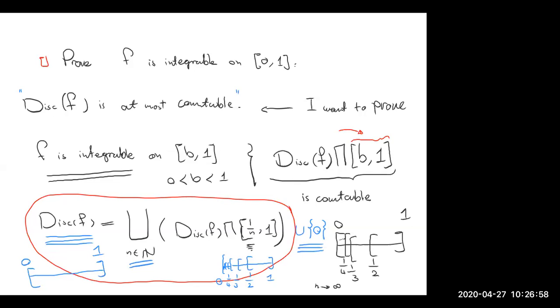Now the point is that we know all of these sets of this form are countable, because we are assuming the function f is integrable on any set of the form b to 1 where b is positive. So f is integrable on the interval from 1 over n to 1. So the set of discontinuous points of f on this interval should be countable. And we have a countable union of countable sets. And if you remember from the first chapter of the book, a countable union of countable sets is countable. So what we have on the left-hand side is countable.